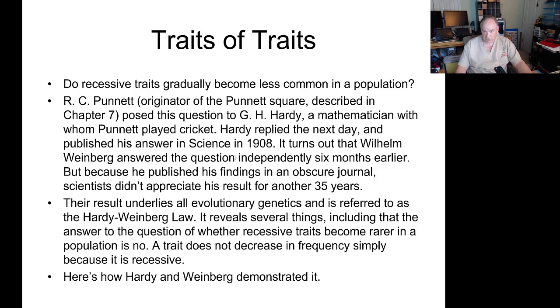It turns out that Wilhelm Weinberg answered the question independently six months earlier, but because he published his finding in an obscure journal, it was overlooked. That happens, you know, you get rejected by some other journals. It's competitive, and sometimes when you have new ideas that are so far out, they could be totally correct, but the reviewers just don't get it. They'll turn down a paper, and unfortunately that happens. But sometimes the obscure journals, because they need to publish, will let more edgy research get out, and this is what happened. And sometimes it just gets lost.